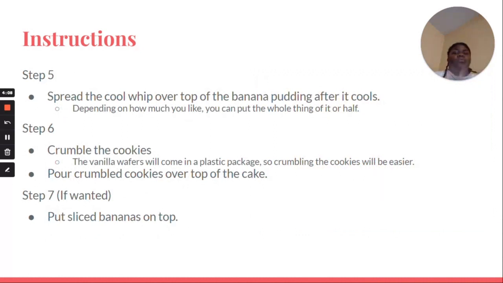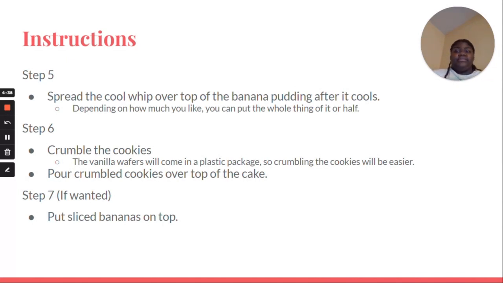When the banana spread, not the Cool Whip, is fully warmed and cooled off, you'll get the Cool Whip and pour that on top of there and spread it out with the spatula. Depending on how much Cool Whip you like, you can put the whole thing or just half or a quarter of it. But we'll just put the whole thing over it and make sure it's spread out evenly because it just tastes better like that.